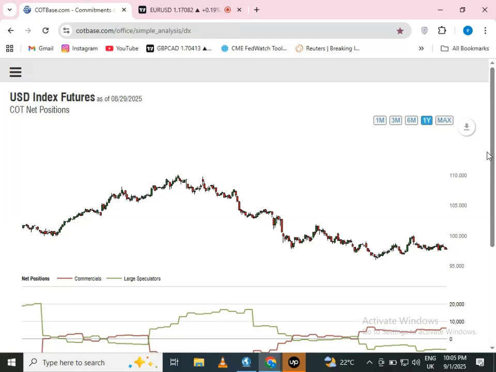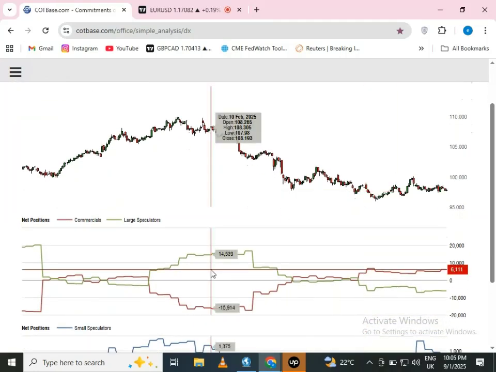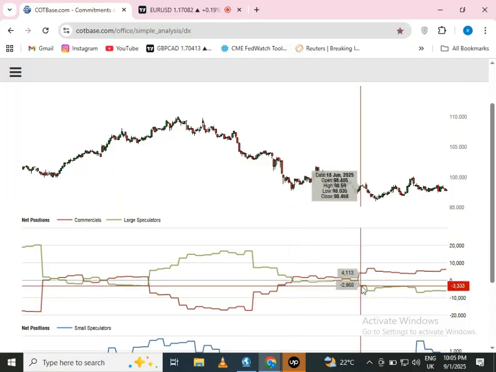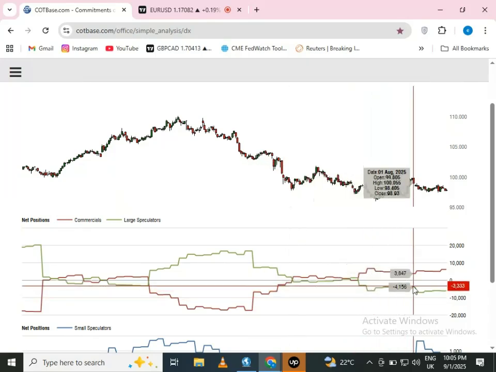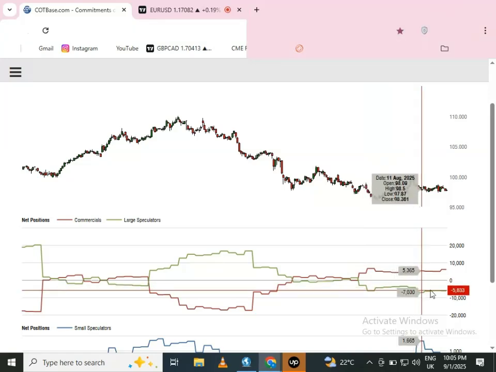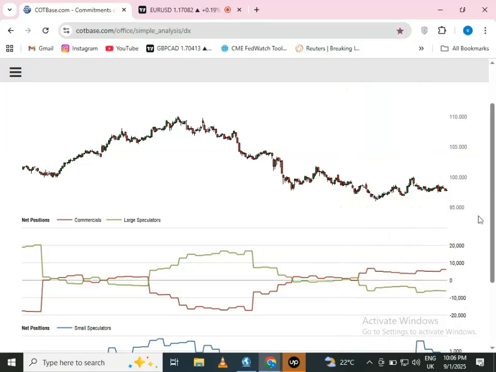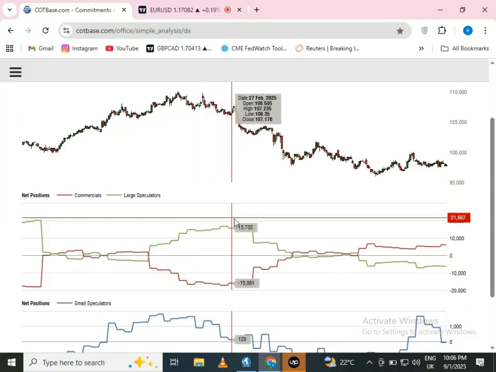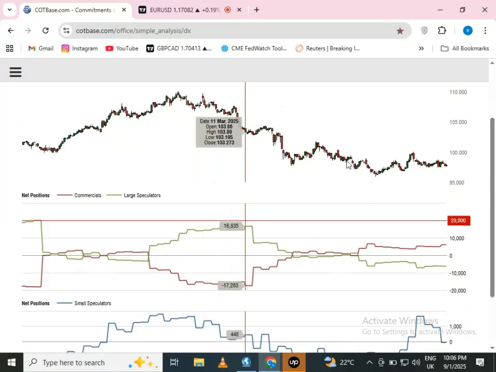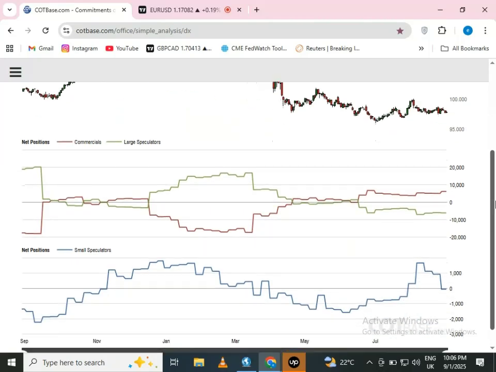Okay, let's look at the USD index futures. What were the large speculators doing? As I said, whenever they're below the zero, it means they're selling. You see, they're selling this pair. They've been short. They were long, but they were decreasing their position since, let's look at the date here, and we'll go look at the chart.